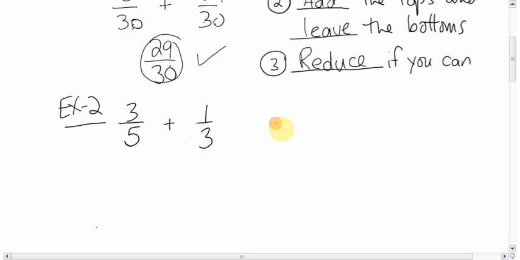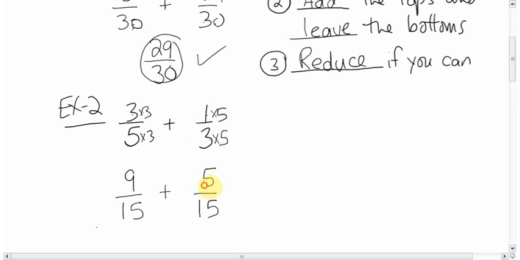Oh, sideways here. Actually no, I'll go down. Be consistent. We're going to make both our denominators 15. How do we make 5 into 15? We times it by 3. Do the same to the top. 3 times 3 is 9. Don't forget the plus sign. What do we do to 3 to make it 15? We times it by 5. Do the same to the top. 1 times 5 is 5.